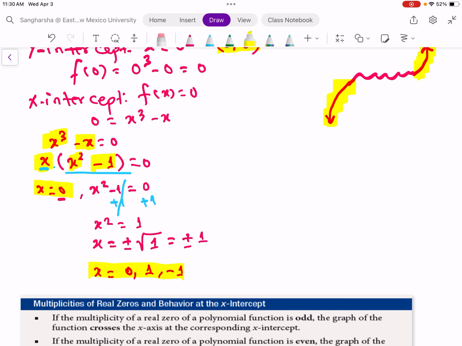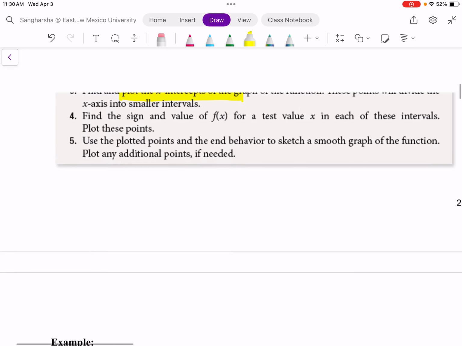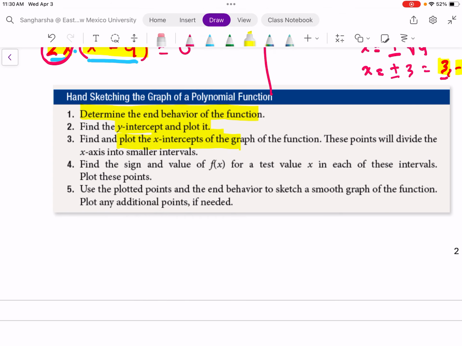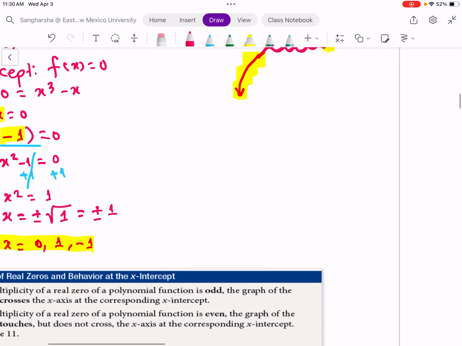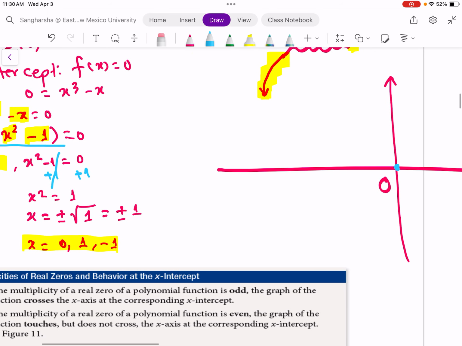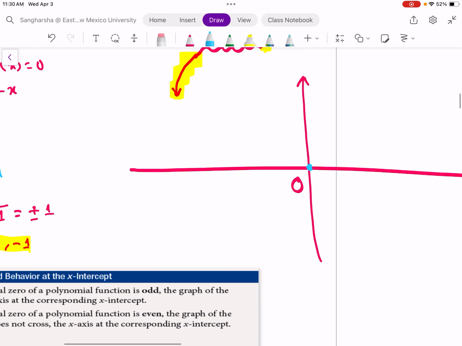So what is our next step? It tells us to find the x-intercepts and graph. These points will divide the x-axis into smaller intervals. Now let's draw our x-axis and y-axis. So this is our y-axis, this is the x-axis, and this is the origin. We know 0, 0 is the y-intercept, right? So the graph crosses at this point. Now next are the x-intercepts, positive 1 and negative 1.